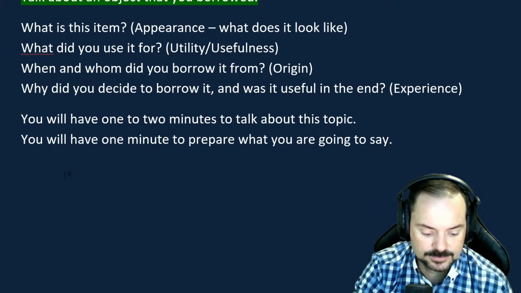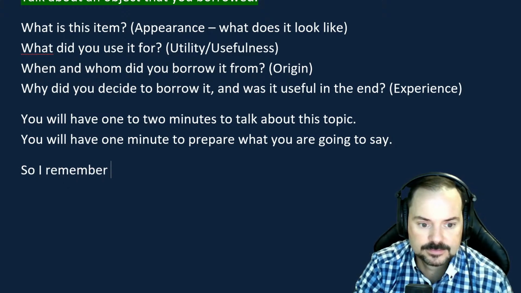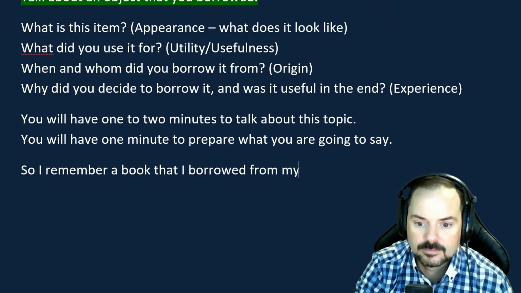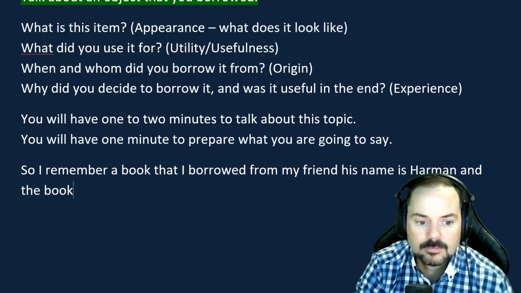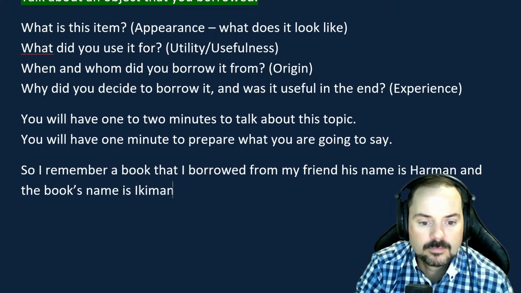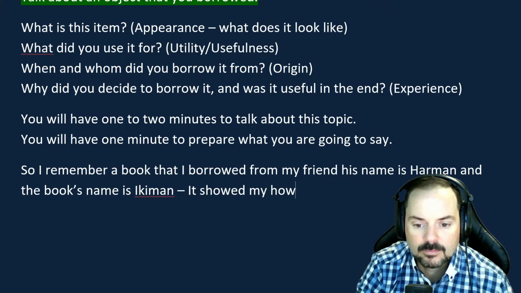So I remember a book that I borrowed from my friend. His name is Herman, and the book name was Ikigai. It's an amazing book. It showed me a lot of perspectives, how to live your life with prosperity, and how to find your goal. And that helped me a lot in my life.